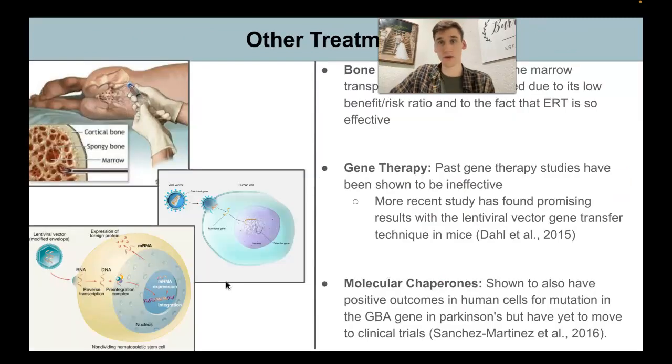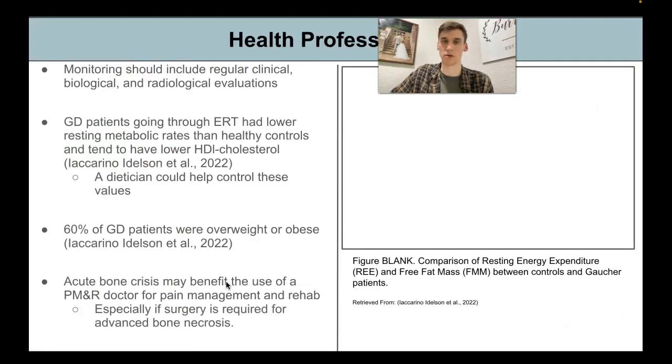Other treatments used to be bone marrow transplant. The benefit to risk ratio was way too low. There wasn't much benefit, it was very painful, and it wasn't as effective as ERT. Gene therapy has proven to not be successful, but recently some studies have come about showing there could be some ways that it could be successful, but this is in mice, so we're far away from anything with humans. Molecular chaperones, similar to gene therapy, have positive outcomes. This has only been done really in Parkinson's patients, so we're still waiting for clinical trials, but most people seem to be most excited about the molecular chaperones.